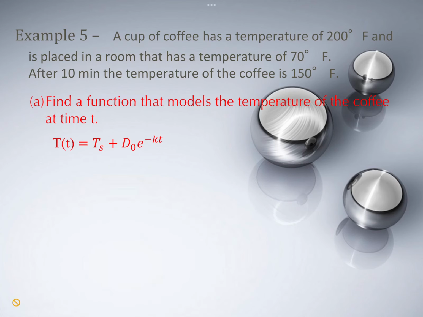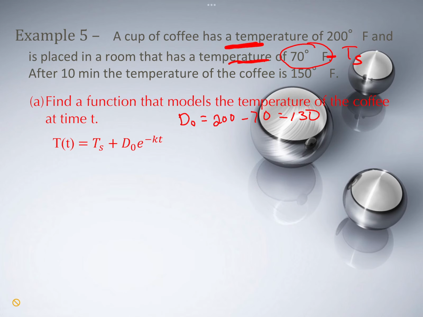So, things that we need to know. We know this 70 right here. This is our T of S, our room temperature. We have to find our D of 0. D of 0 is the difference. If you look back at what I gave you on the first slide, D of 0 is the difference between the temperature at the beginning and our room temperature. So our D of 0 is going to be 200 minus 70, so it's going to be 130.